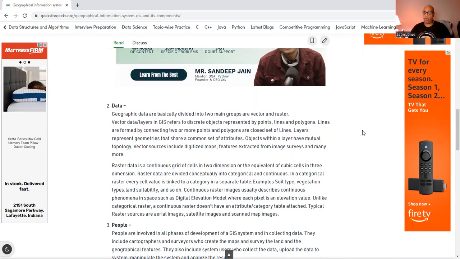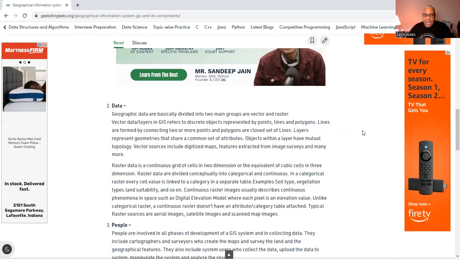And when you utilize AutoCAD, you put everything on layers just like you would on GIS. Now, lines are formed by connecting two or more points, and polygons are basically a closed set of lines. Now, layers represent geometries that share a common set of attributes. Objects within the layer have mutual topology. Now, vector sources include digitized maps, features extracted from image surveys, and many more.